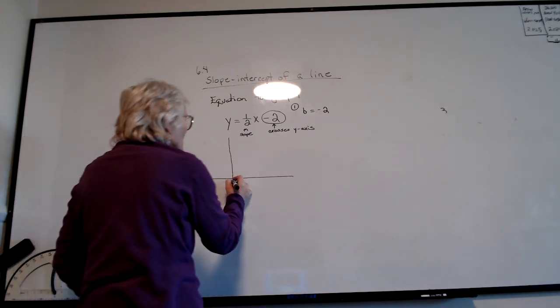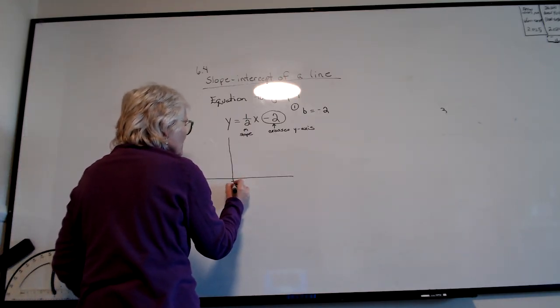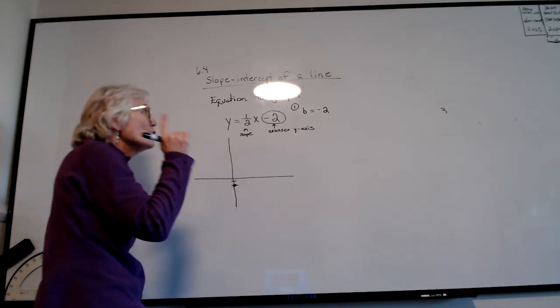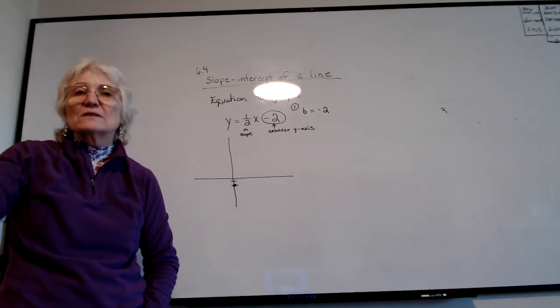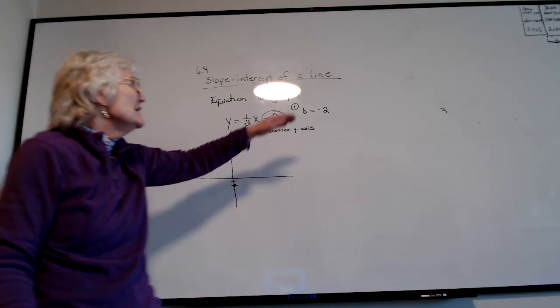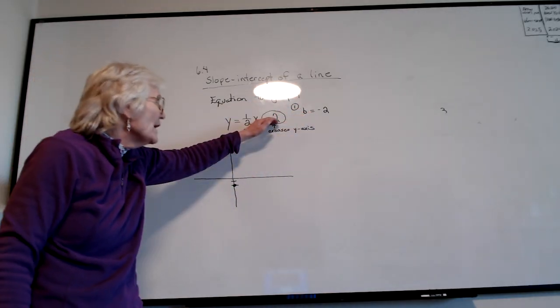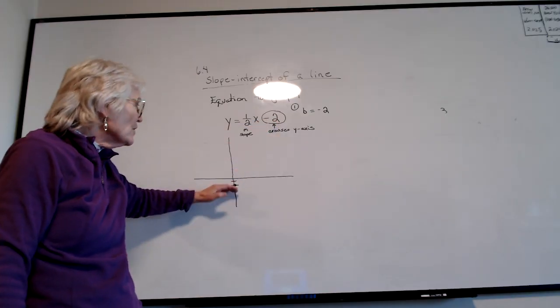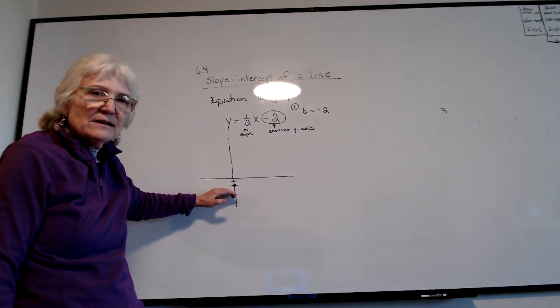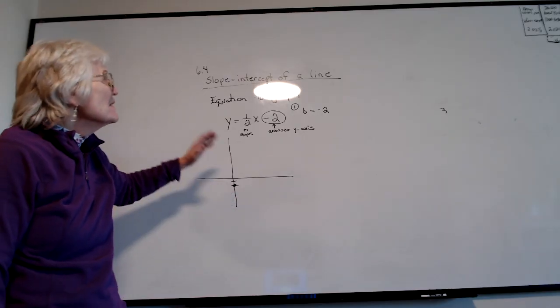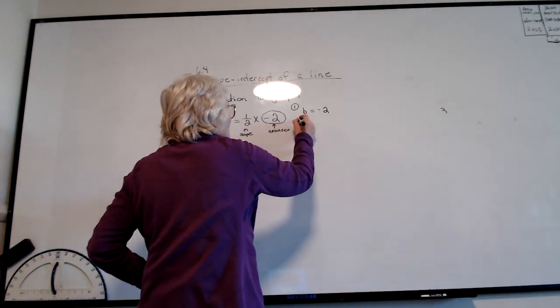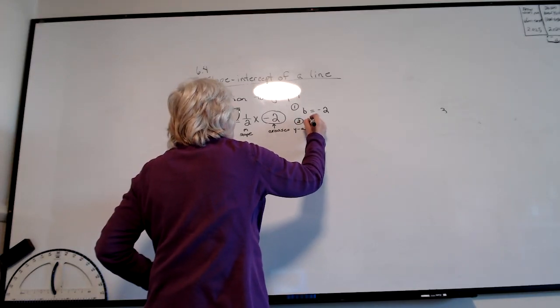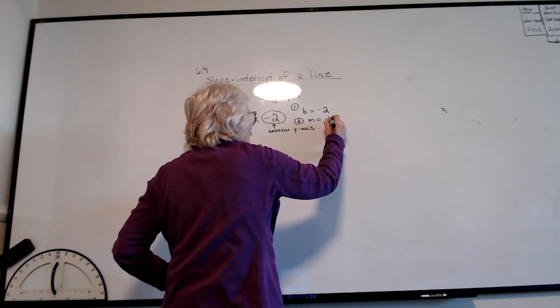And so here, I'm going to go down 2, and I'm going to plot my point, because I know that's one point on the line. Because it is the y-intercept, it is where it crosses the y-axis, so I know that's a point on the line. That's one point. The second thing is I find my slope, so my m is equal to 1/2.